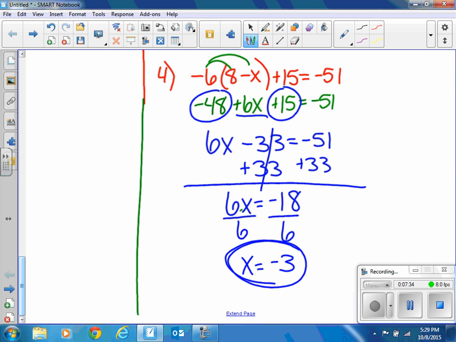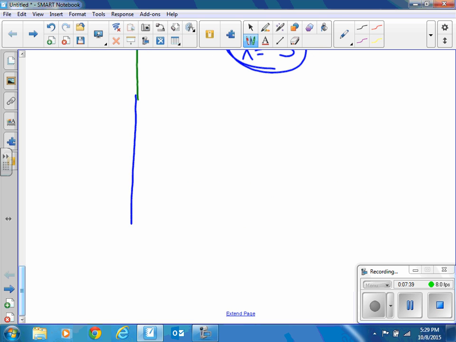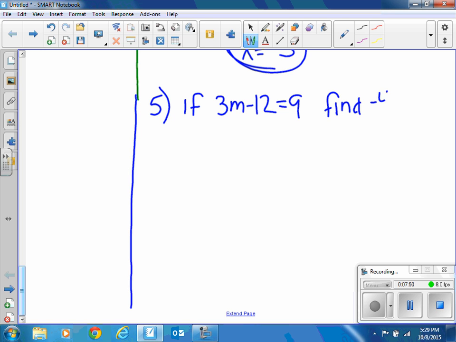All right, I want to do 2 more examples, and they're going to be a little bit different than you're used to seeing. So let's see if we had this. If 3m minus 12 is equal to 9, we need to find what negative 4m minus 7, what is the value of that expression? Well, how are we going to do that? First, we have to find what m is equal to. So let's see if we can solve for m. 3m minus 12 is equal to 9, right? We can solve this equation.